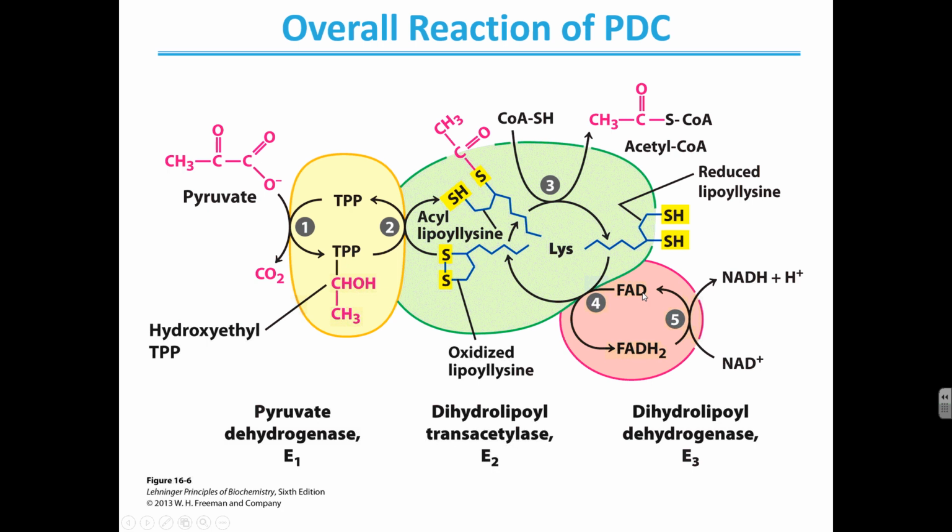FAD serves as a cofactor permanently bound. The FAD initially accepts the electrons from the reduced lipoyl lysine residue, forming FADH2 and regenerating the oxidized form of the lipoyl lysine residue. FADH2, now reduced, will donate the electrons to a free electron acceptor, NAD, producing NADH. This NADH can now travel to other reactions such as the electron transport chain or wherever is needed at the time.